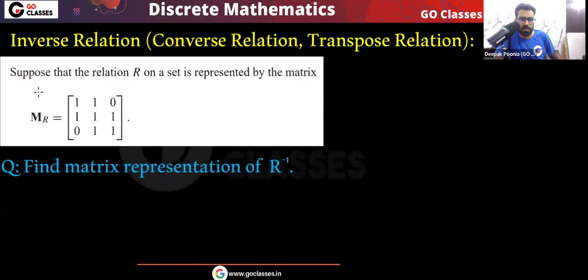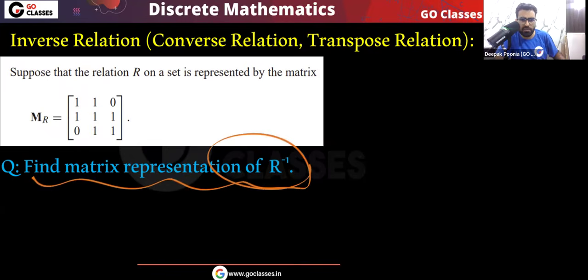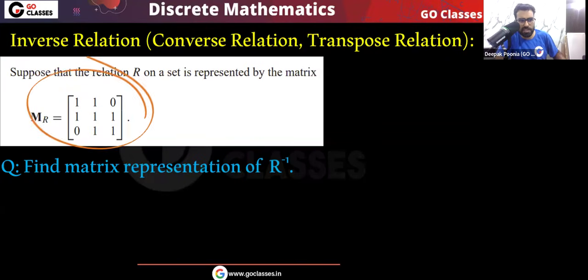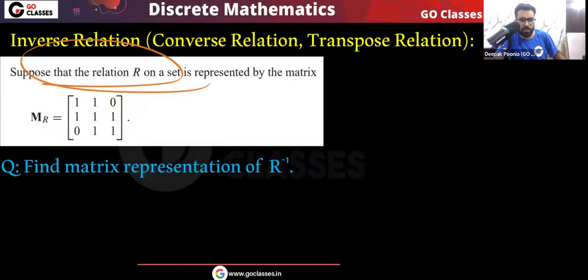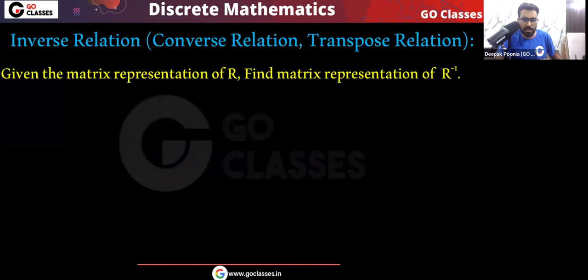Let's solve this question. Suppose a relation R on a set is represented by the matrix. So this matrix representation of a relation R is given to us, and the question is asking, find the matrix representation of R inverse. So from the matrix representation of R, can you find the matrix representation of R inverse? How can we find that? Think about it. If the matrix representation of relation R is given to you, then how to find the matrix representation of R inverse? So let's try to understand.